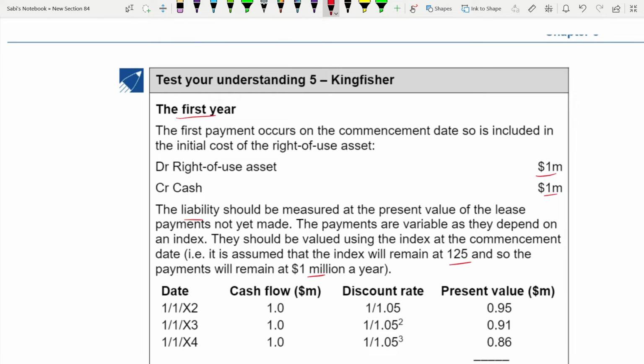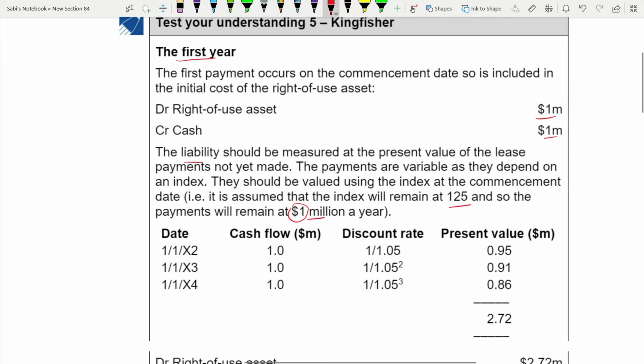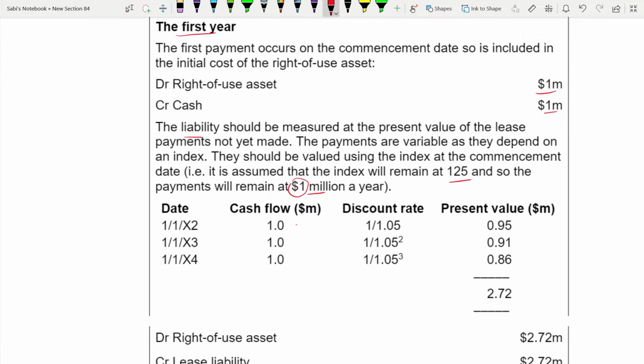Because these payments are variable, in this case they are dependent on the index. They do not have a fixed payment. Obviously 1 million is there, but other than that, it does not change. It is assumed that the index will remain at 125 and so the payment will remain at 1 million, because the price changes based on the index. If the index changes, the price will change. So for the 3 years, 1 million, 1 million, 1 million payment, discount rate is 5%. This is how we discount and find the present value, and this is the total we got.